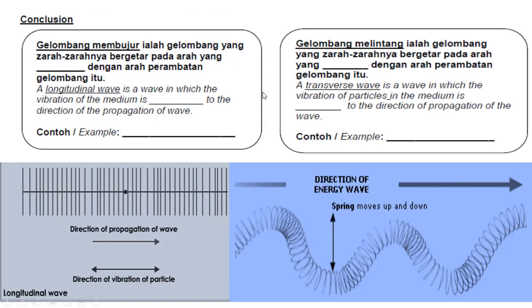Okay, conclusion. A longitudinal wave is a wave in which the vibration of the medium is parallel to the direction of propagation of the wave. Example, sound wave. The second one, a transverse wave is a wave in which the vibration of particles in the medium is perpendicular to the direction of propagation of the wave. Example, water wave and electromagnetic waves such as light wave, radio wave, and microwave.